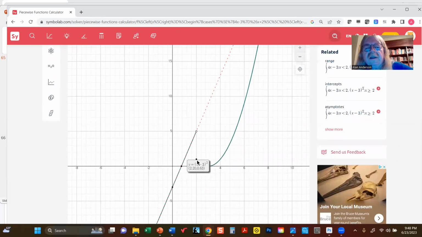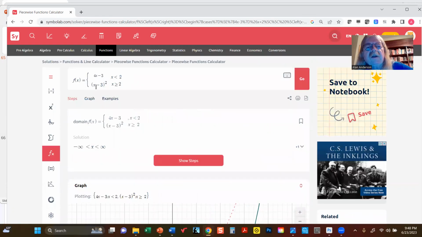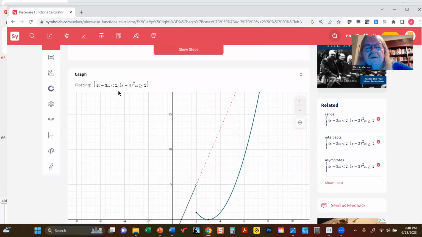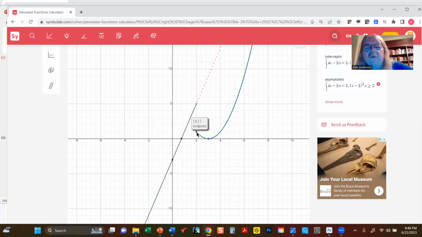And then here, this is a parabola, obviously, starting at 2, where the value of y is 1. The curve continues. Now, the important detail here is that the limit coming from the left is 5. The limit coming from the right is 1. So it has two one-sided limits, but they're not equal to each other. So that means there is no two-sided limit when x equals 2. They have to be equal to each other.